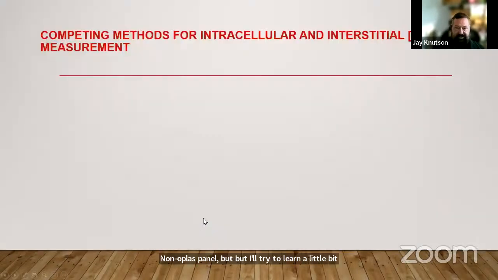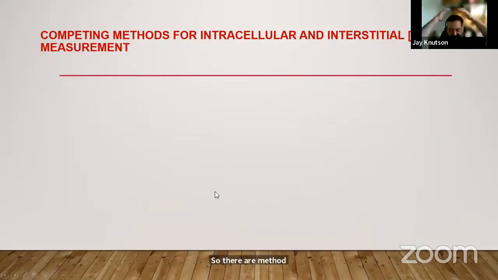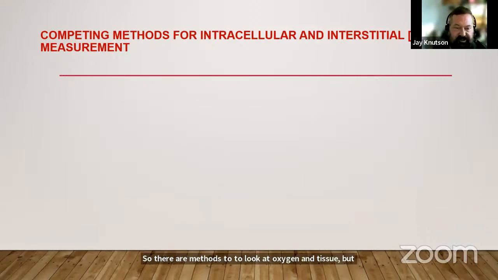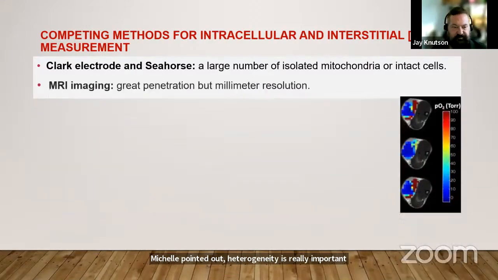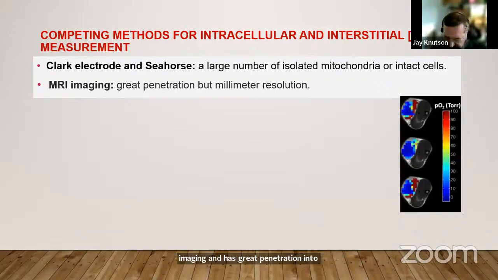So there are methods to look at oxygen in tissue, but they all have their strengths and weaknesses. For example, the traditional method, the Clark electrode or Seahorse that Suman mentioned, they're really looking at large numbers of cells. You're looking at a bulk measurement. And as both Suman and Michelle pointed out, heterogeneity is really important, and we'd like to image these sorts of things. MRI has imaging and has great penetration into tissue, but is really limited for practical reasons to millimeters.